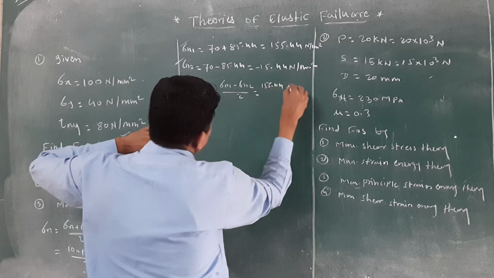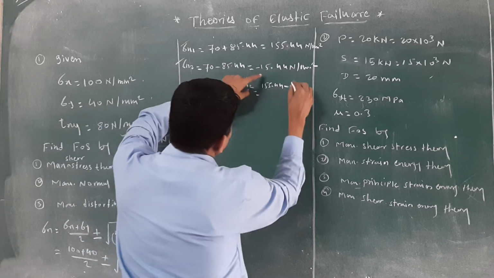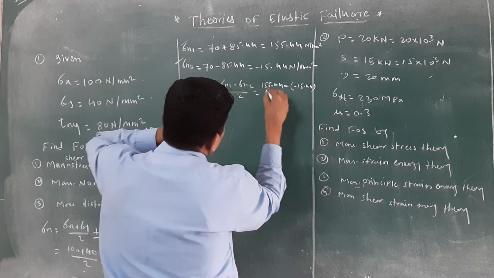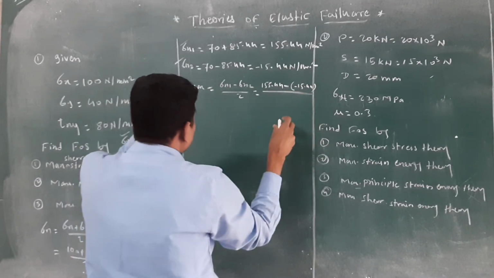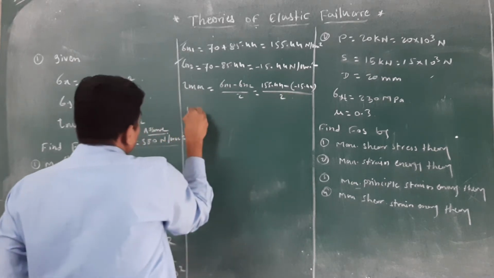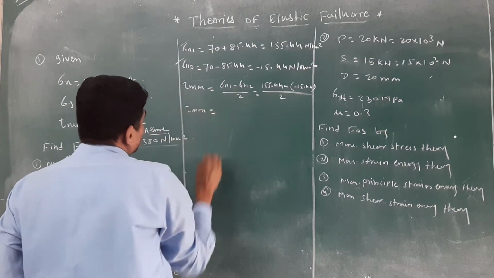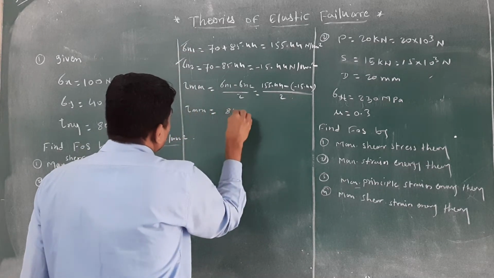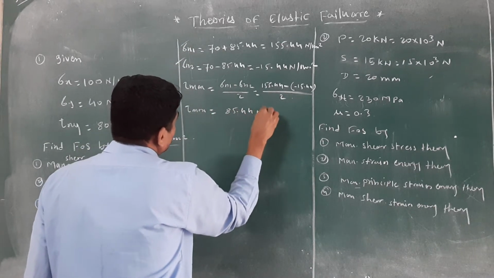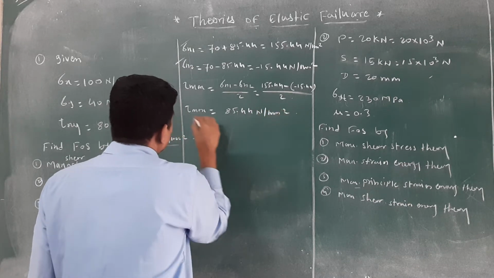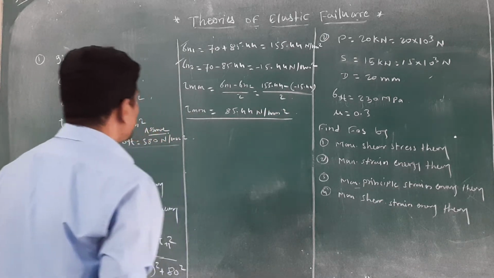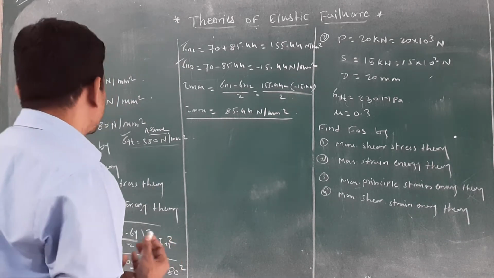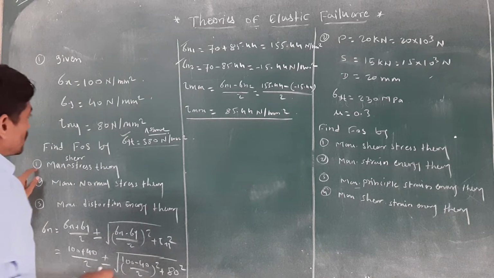155.44. Then c minus as it is, but this value is also minus. I will write in bracket 14.44 15.44 divided by 2. If you have calculated this value, you will get the tau max is equal to 85.44 Newton per mm square. Okay, you will get the tau max value is 85.44 Newton per mm square. Then we can calculate the first answer.